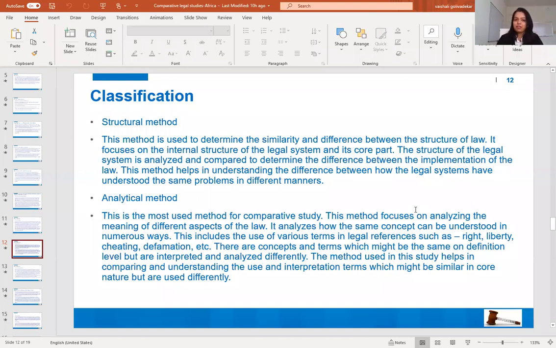Next is the analytical method. This is the most used method for comparative law. This method focuses on analyzing the meaning of different aspects of the law. It analyzes how the same concept can be understood in numerous ways. This includes the use of various terms in legal references such as right, liberty, cheating, defamation. So analysis of these methods is done. Next slide is cultural legal comparison.